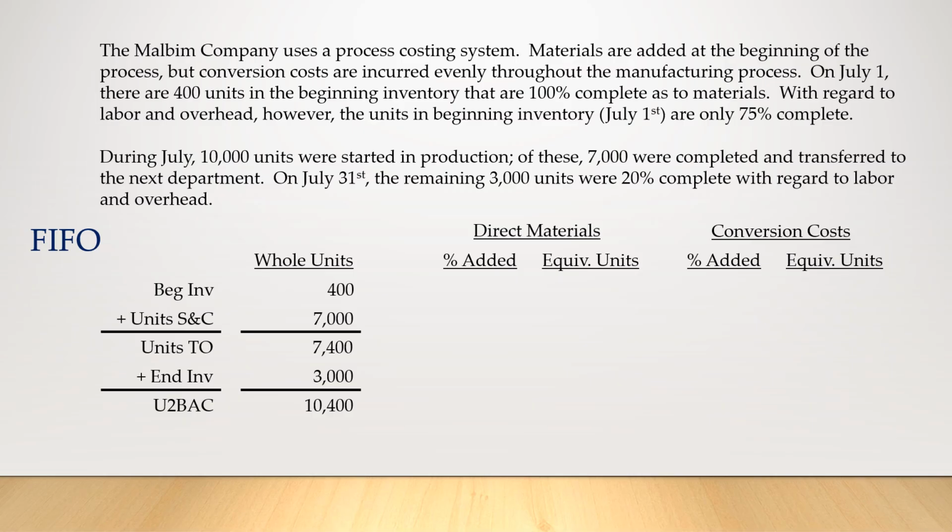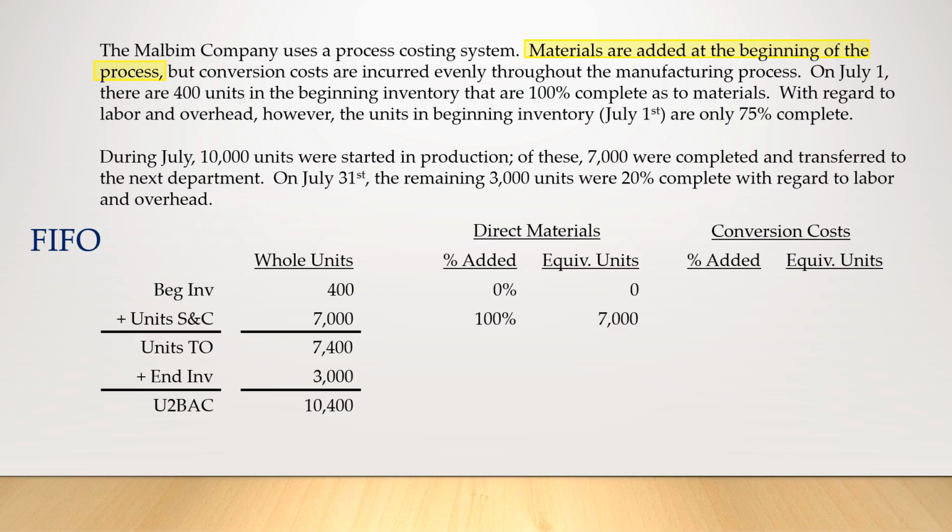Let's start with direct materials. What percent of direct materials were added to beginning inventory during this period? 0%, right? The question states that materials are added at the beginning of the process, so beginning inventory received all of its materials last month. None will be added this month. What percent of materials were added to units started and completed? 100%. Again, because as soon as we started these units, they received 100% of the materials. Also, the fact that they were completed this month means that they received all of their materials for this stage of production.